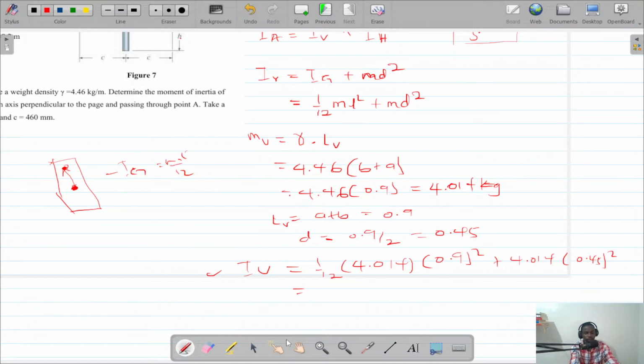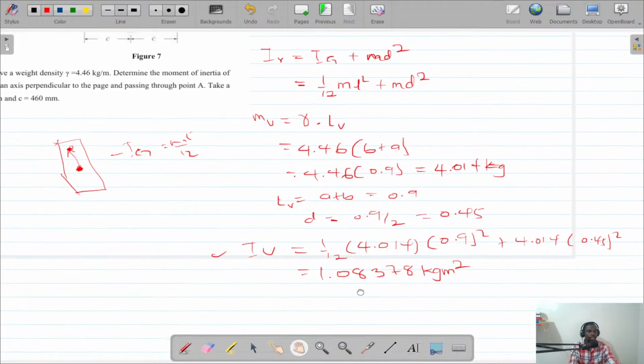So we have 1 on 12, and the mass is 4.014, multiplying 0.9 squared, plus 4.014 multiplying 0.45 squared. All right, I'm getting 1.08378 kilogram meter squared here.